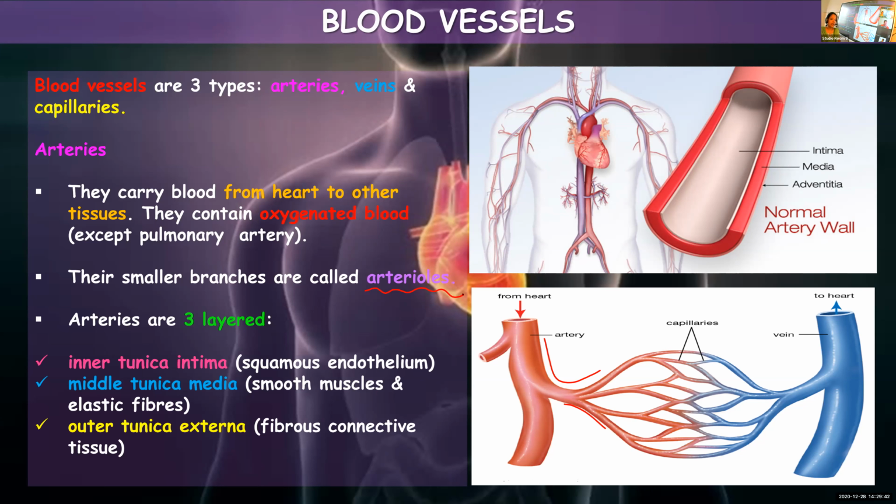The arterial wall is made up of three layers: inner layer, outer layer, and middle layer. The inner layer is called tunica intima, the middle layer tunica media, and tunica externa forms the outermost layer. The innermost layer is made up of squamous endothelium, the middle layer of smooth muscles and elastic fibers, and the external layer of fibrous connective tissue. Any doubt?